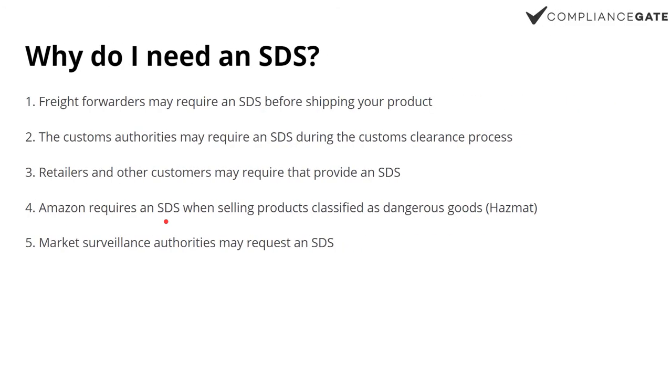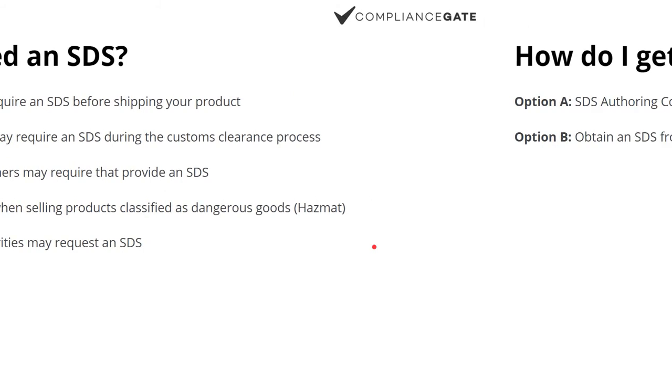So why do you need an SDS? Number one, freight forwarders may require an SDS before you ship your product. They may not load your product, meaning they won't move your product without an SDS. You may have issues with the customs, you may have issues with retailers, and as I just mentioned, you will definitely have big problems with Amazon. And market surveillance authorities may also reach out and request an SDS. There are different scenarios in which you definitely need to have this document.